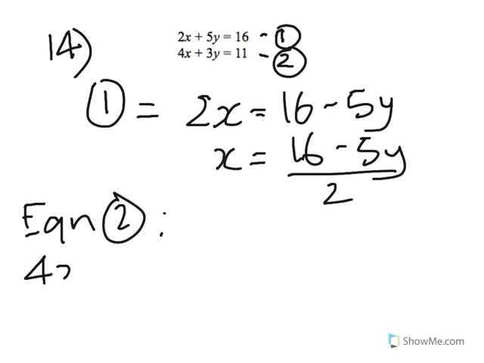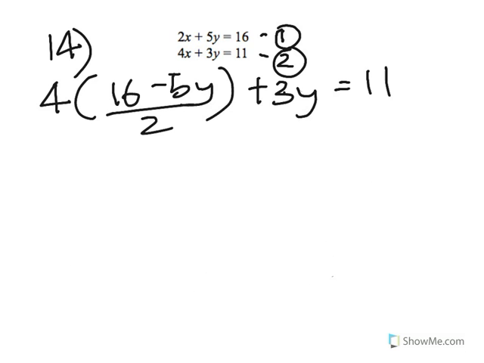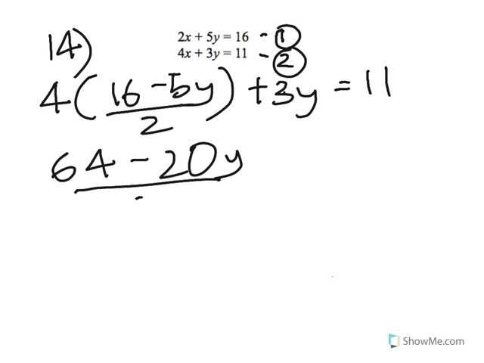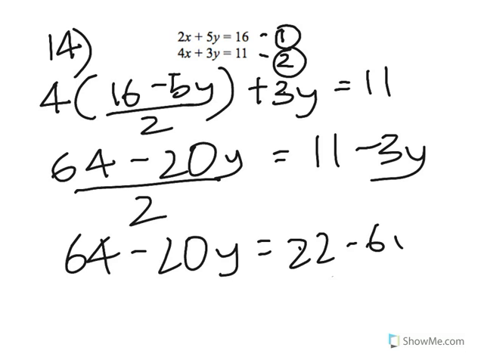So I get 4 times (16 minus 5y) over 2 plus 3y is equal to 11. Okay, so I'm kind of going to rush through this. Expanding the brackets you get (64 minus 20y) over 2, and if you subtract 3y from both sides you get 11 minus 3y. I'm just skipping a few steps. Then multiply both sides by 2, and you get 64 minus 20y is equal to 22 minus 6y.